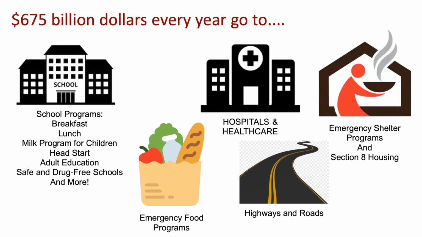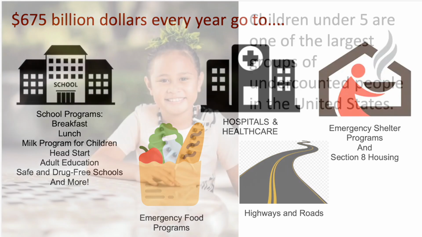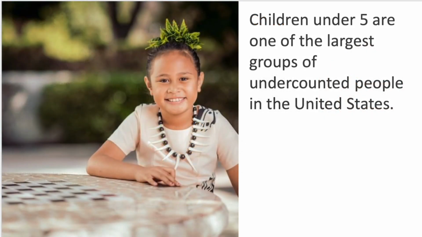That money gets shared out depending on how many people live in your community. It goes towards our schools, such as for our free breakfast and lunch programs. It gets spent on emergency food programs, hospitals, and healthcare. It maintains our highways and roads and helps people in need through emergency shelter programs. It's very important that everyone is counted so that our community gets its fair share of funding.